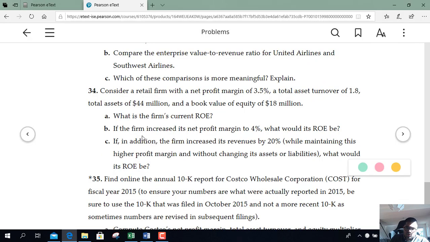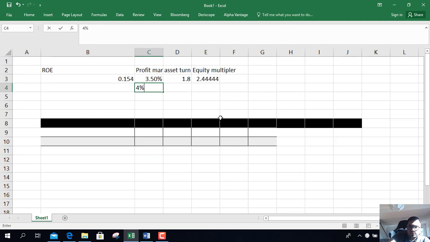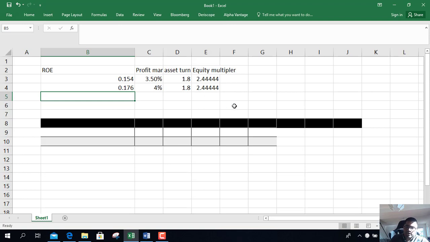Now they are saying what would happen if net profit margin increases to 4%. So instead of 3.5%, and these two remain same. Okay, what would happen to ROE? ROE is this multiplied by this multiplied by this. So ROE goes up to 17.6%.